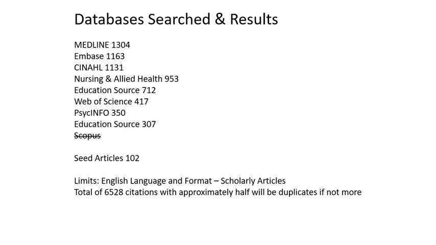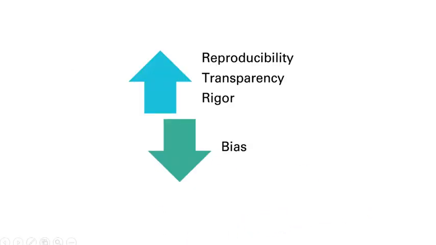We didn't limit any of these searches in the numbers other than by English and by format, looking at scholarly articles. And it's estimated there's 6,528 citations to go through, but approximately half, I think more than half, are duplicates, and Covidence helps us to dedupe or reduce these as well. So that's kind of where we are right now.